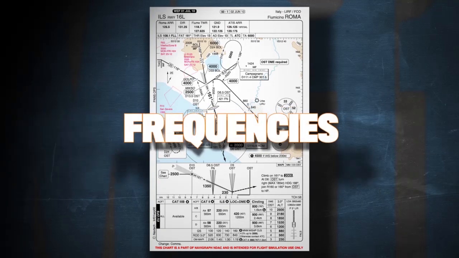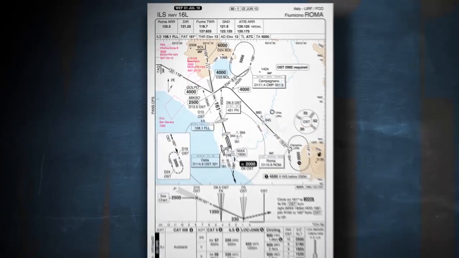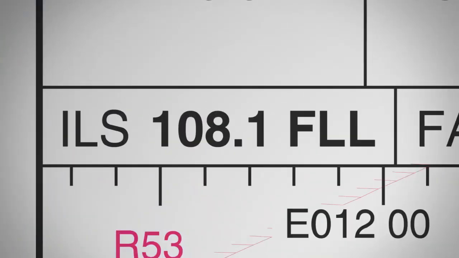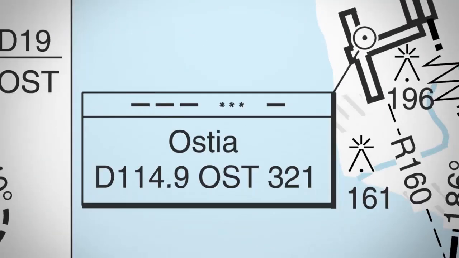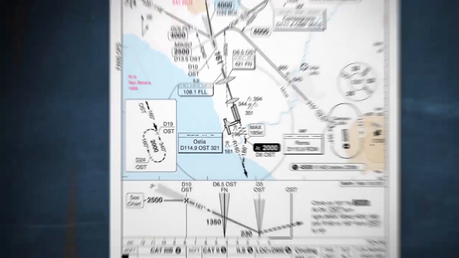Frequencies. The most important nav frequency is the ILS of 108.10. The only other frequency of major significance to us is the Ostia VOR, 114.9. We will be using this in the event of a missed approach.